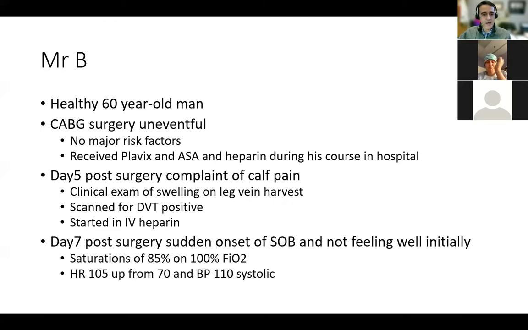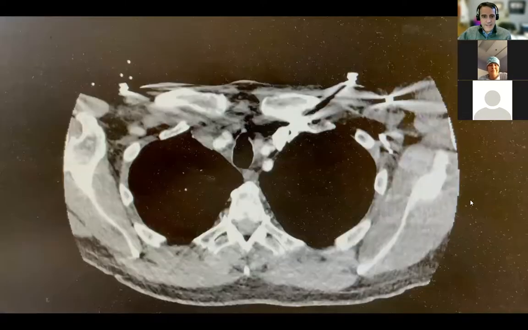And unbeknownst to us, on day 7 post-surgery, 2 days after being fully heparinized for 2 full days, acute onset of shortness of breath, not feeling well, saturations in the 70s to 80s on 100% FiO2, heart rate that jumped from the 70s, nice sinus rhythm, to above 100, sinus tachycardia, with a reasonable blood pressure. Obviously, this gentleman is 7 days after open heart surgery, and this is his CT scan.